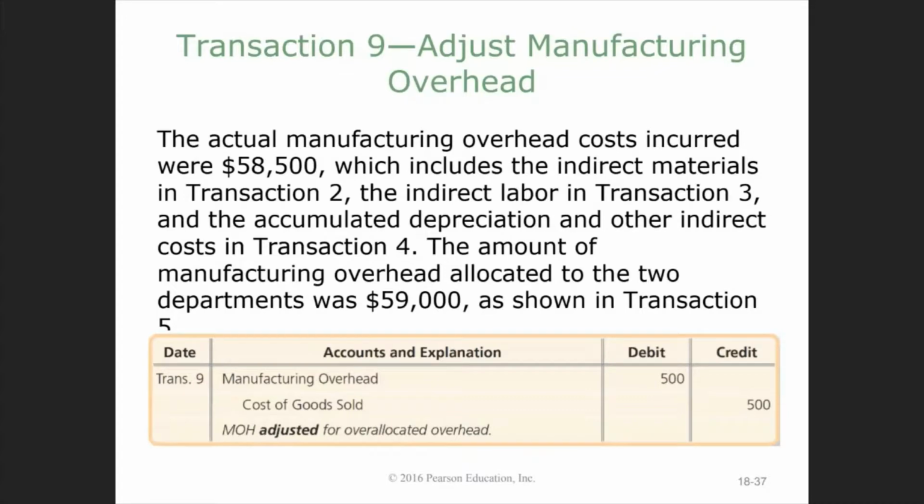The actual manufacturing overhead costs incurred were $58,500, which includes the indirect materials in transaction 2 and the indirect labor in transaction 3, the accumulated depreciation and other indirect costs in transaction 4. The amount of manufacturing overhead allocated to the two departments was $59,000, and that is shown here in our journal entry.